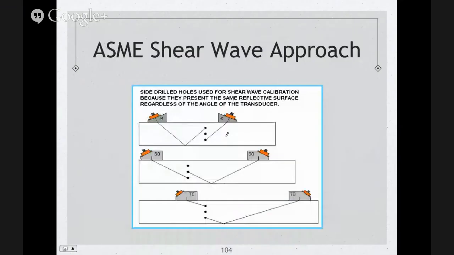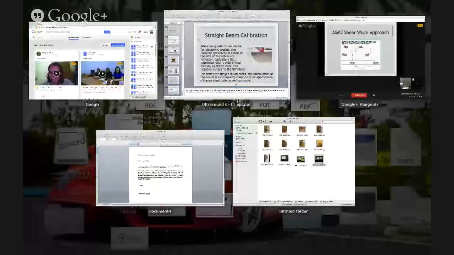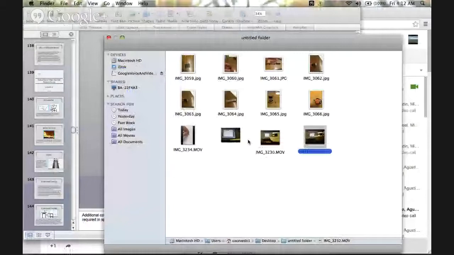Right. And again, this is how you can calibrate. We already know how to figure out the distance from my transducer. Remember, it's not from the front of the transducer, but from the point of exit of my transducer. By the way, transducers have an index line. That's what they call it.